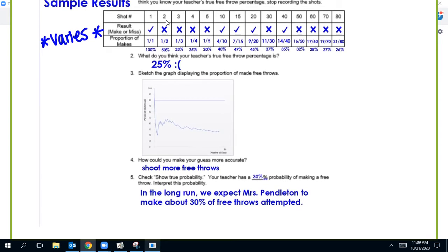And then when I checked show true probability, I got 30%. So this would vary for yours, and this number would vary for each person. And so that means in the long run, I expect to make about 30% of free throws attempted, and that will vary, whatever that number is. And so don't worry if you got different things than that.